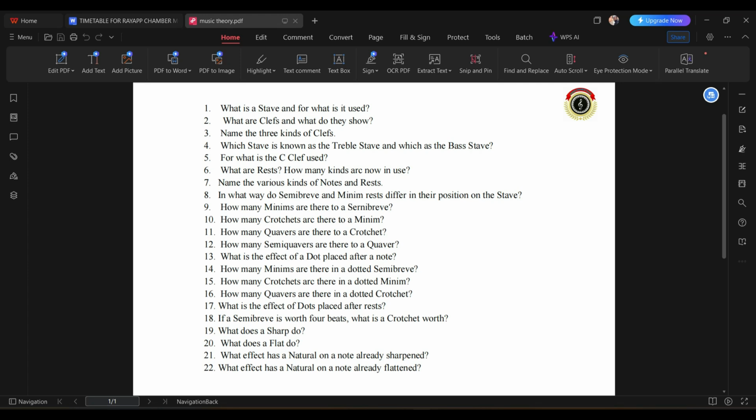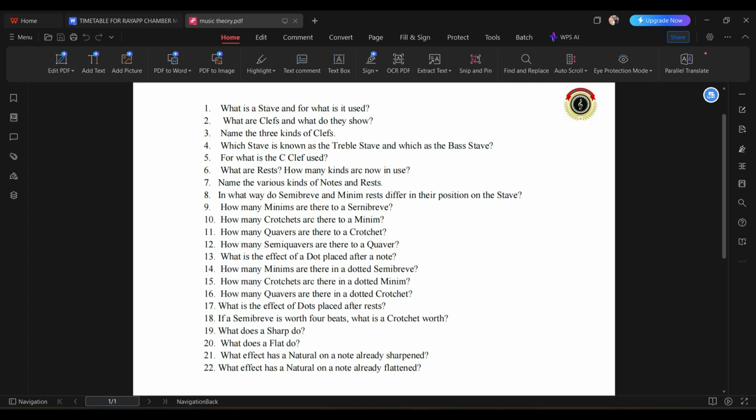15. How many crochets are there to a dotted minim? You've already known that a dotted minim is 3 beats, so you need 3 crochets to make a dotted minim. How many quavers are there to a dotted crochet? A dotted crochet is 1.5, so basically you're going to need 3 quavers.